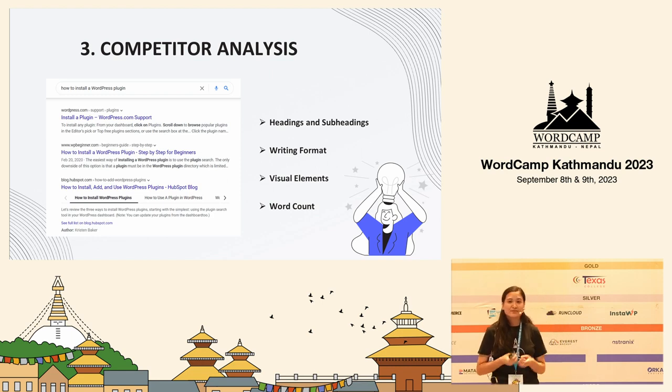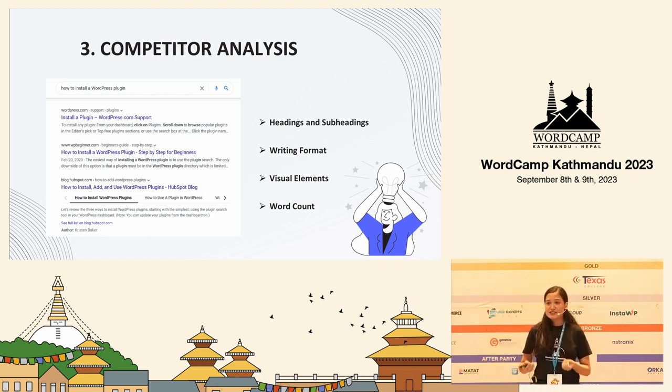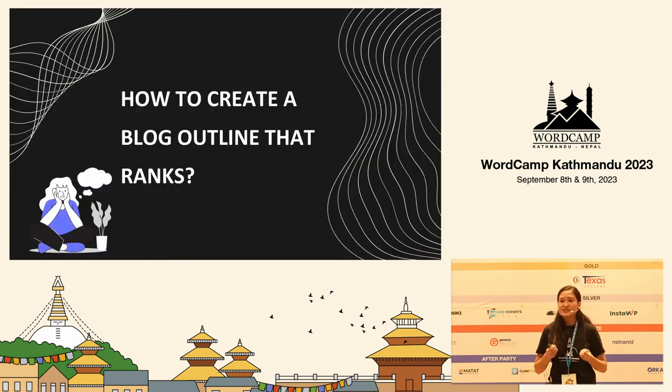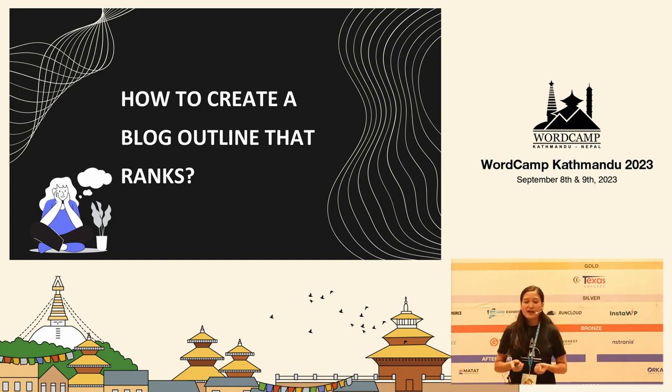Let's take an example. You can use different tools online and figure out the word count of those articles. Now, you can take an average word count of them, and that can help you know how long your article should be, and accordingly, you can create a blog outline. After going through all these steps, keyword analysis, search intent analysis, and competitor analysis, you can now start creating your blog outline. So that's the topic, how to create a blog outline that ranks.